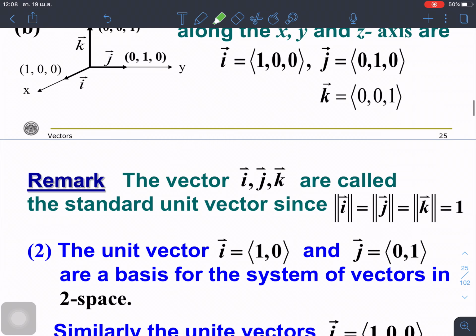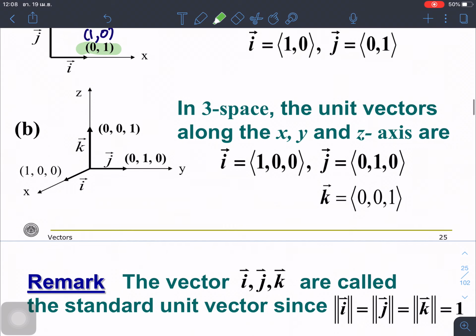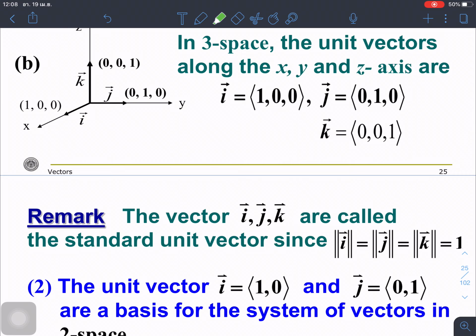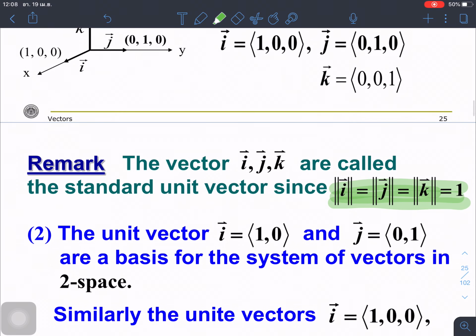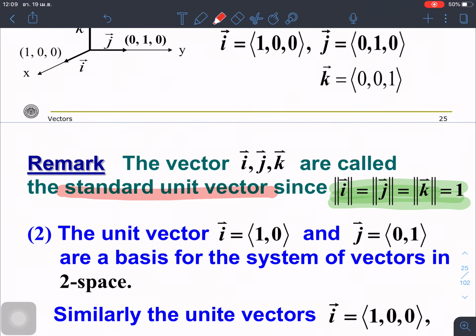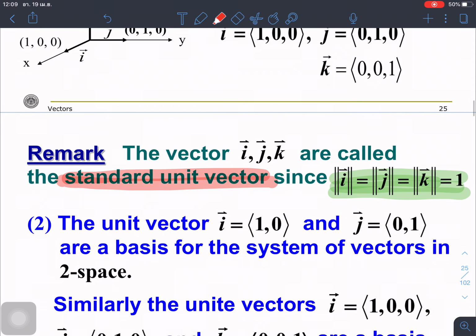Okay. From the definition of i, j, and k, you can find the modulus of them, or the length of them. It's just 1, right? You can see from the picture here, it's so obvious that the length of vector i, vector j, and vector k are 1. And sometimes, as I said, we call them standard unit vectors, or just put the standard in front. That should be more common.